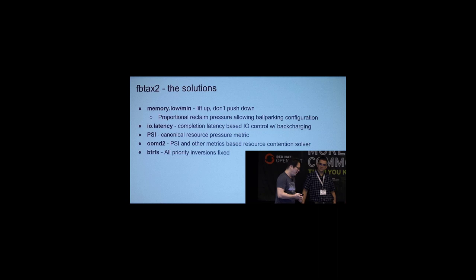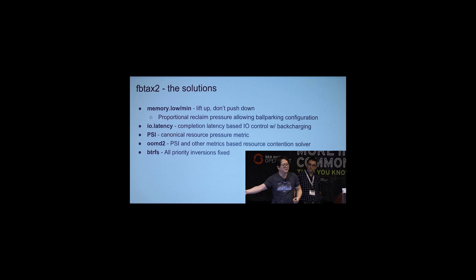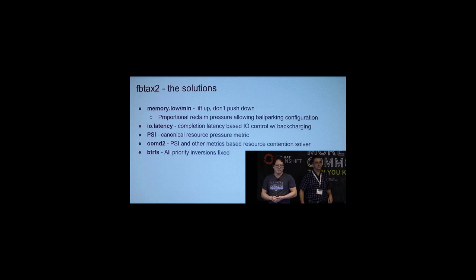So in CGroup 2, there's a memory.low and memory.min, right? So there's a min, low, high, max. High is a best effort limit, max is an absolute limit. If you try to go over it, you're going to get killed. Low is the other way around. Low is a best effort guarantee. The kernel might break it if it's in an emergency. Min is stricter than that. The kernel would kill something else before breaking it. So memory.low and min lift up, don't push down.